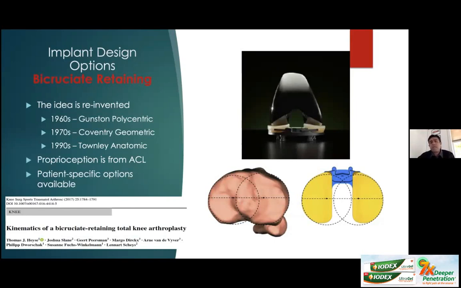Now, why do we care about preserving the anterior cruciate ligament? Most of us think that the proprioceptive function of a knee comes from the ACL. When the ACL is ruptured in an athlete, they suddenly lose the ability to control their knee until their quadriceps develops enough strength. So if we were to take that into a knee arthritis model, if we preserve the ACL for that patient, maybe, just maybe, the patient won't feel like they're dealing with an artificial implant. They may feel like they have their native knee. And that's why we are thinking about this type of implant.